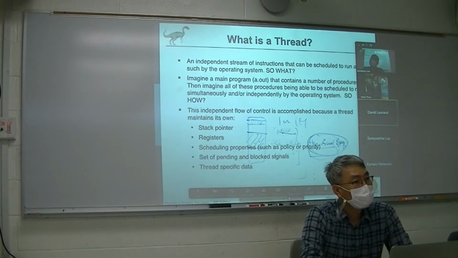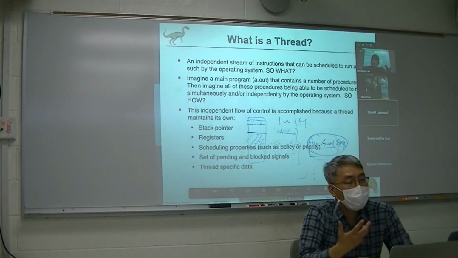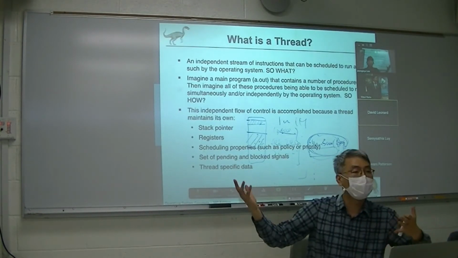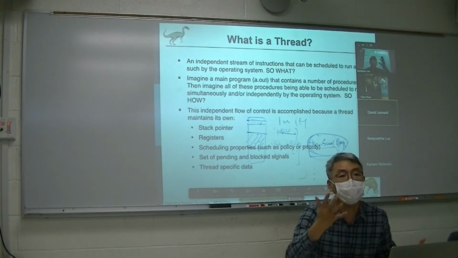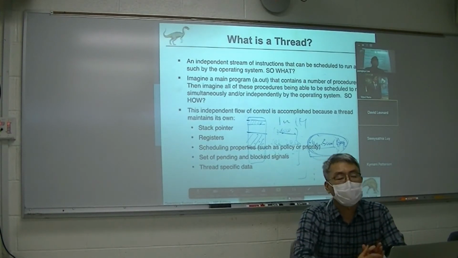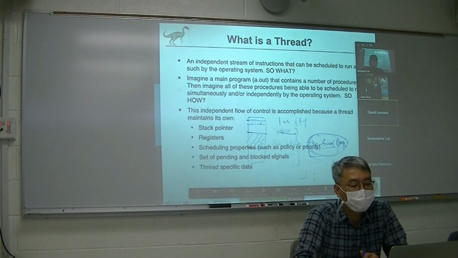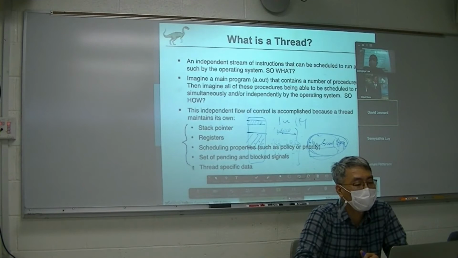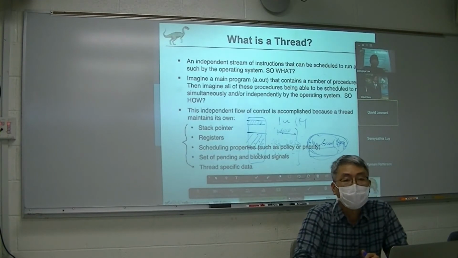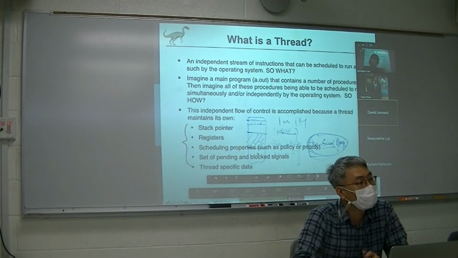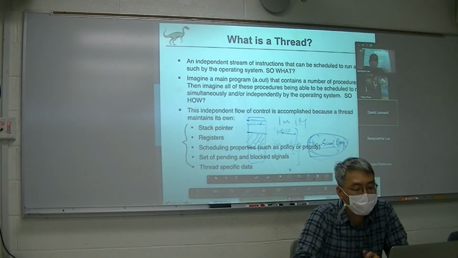And scheduling. As you asked just before, what if we have more threads than CPUs? Which means we need to schedule. So there is schedule-specific information which cannot be shared, such as the set of pending and blocked signals and thread-specific data. These are the information needed for each thread. The other information, like global variables and also the text program part, the code instructions, we don't have to assign separately. Instead, we can share them.